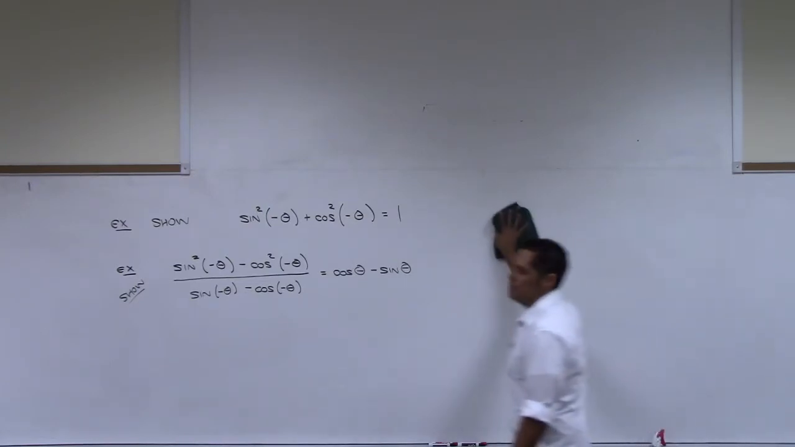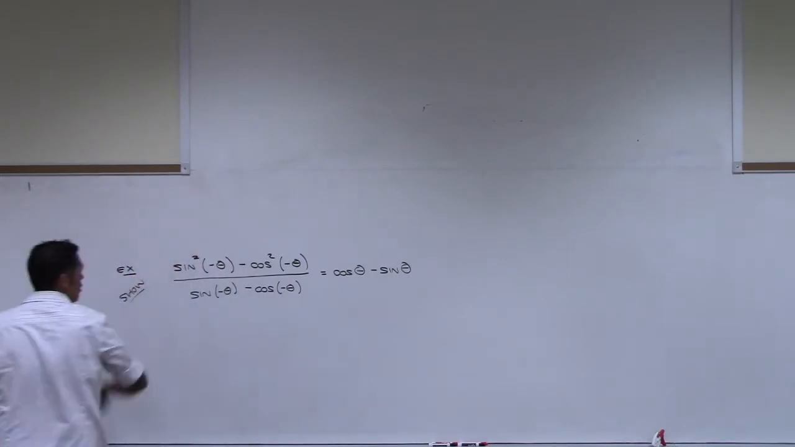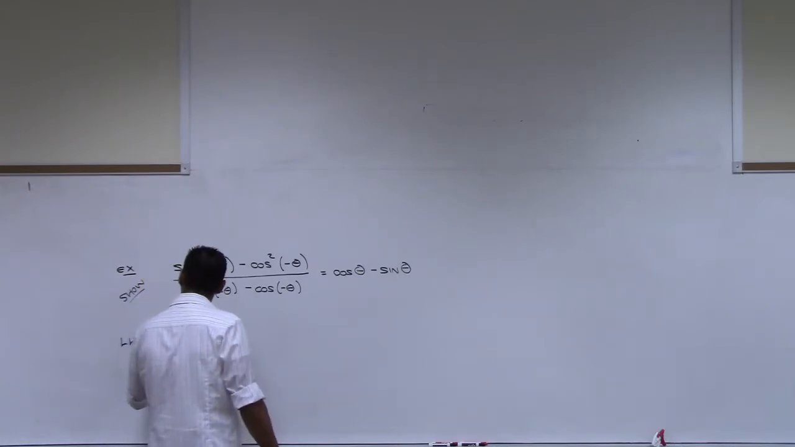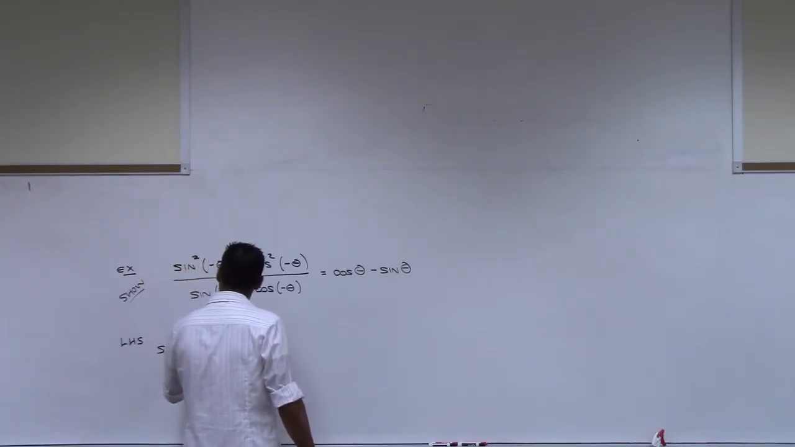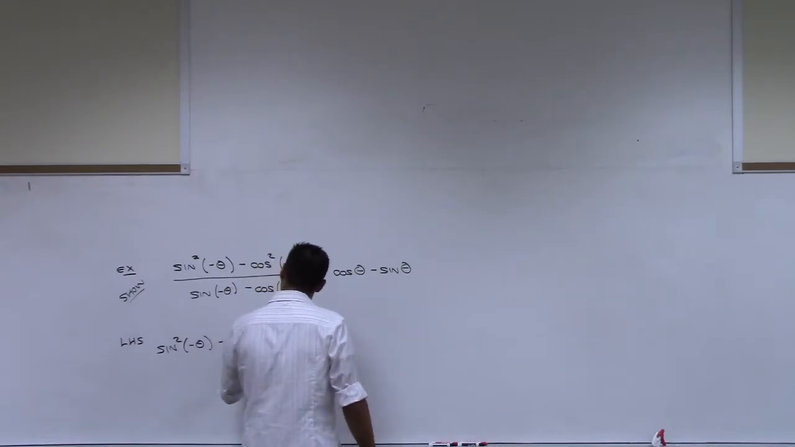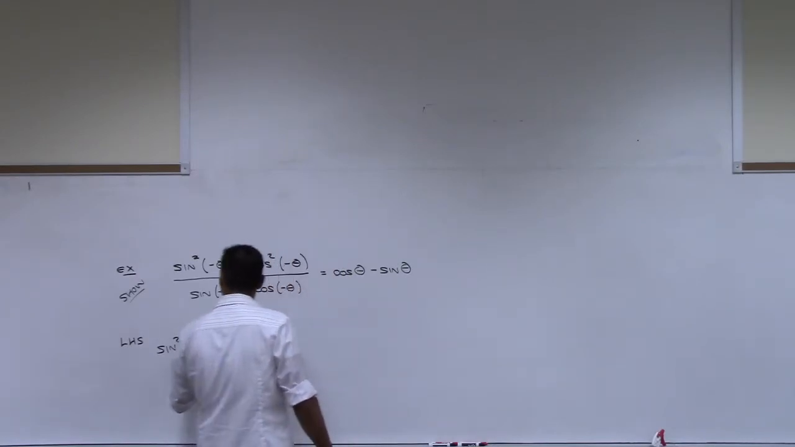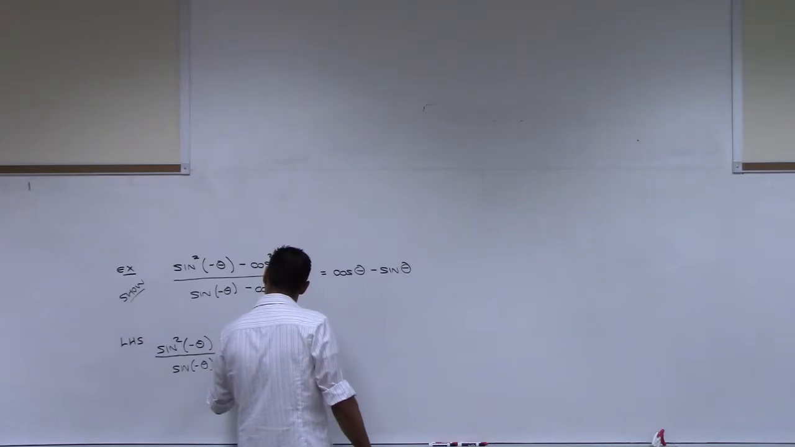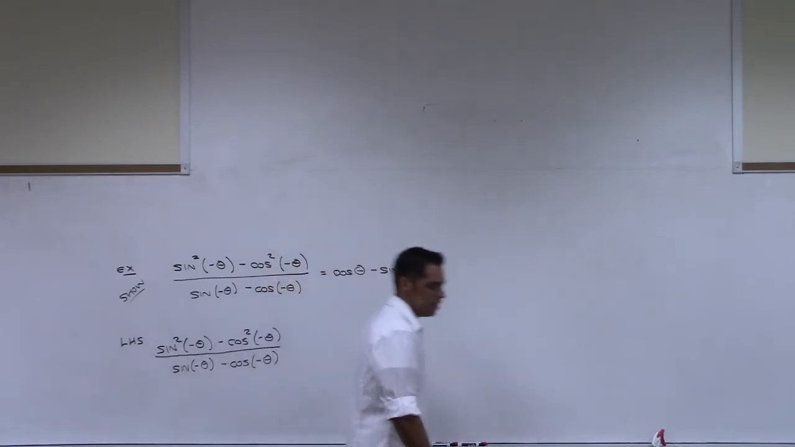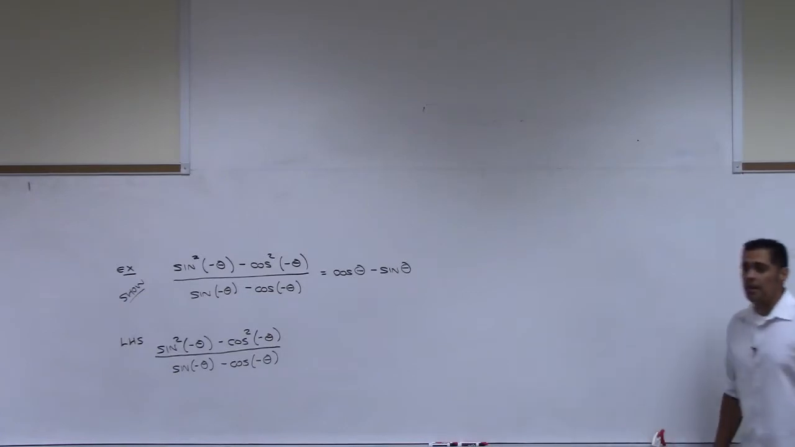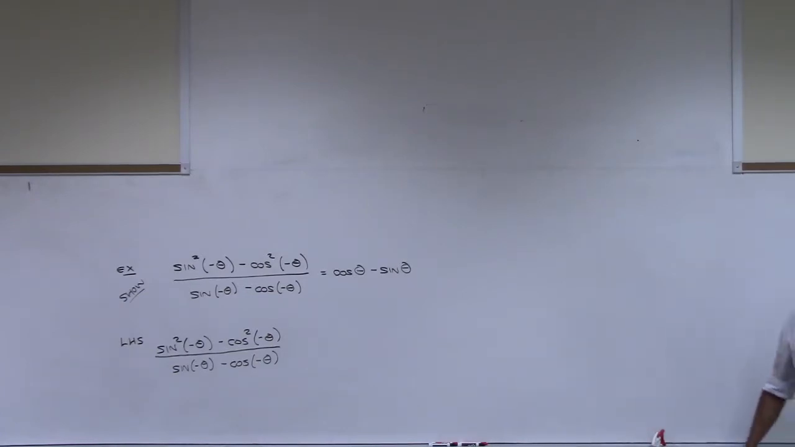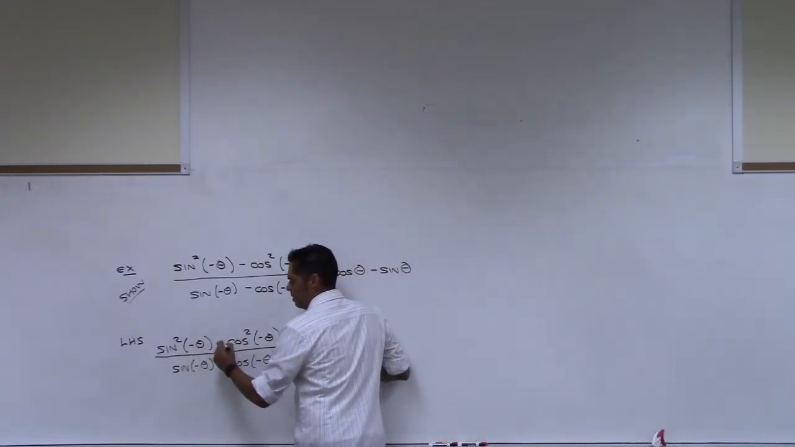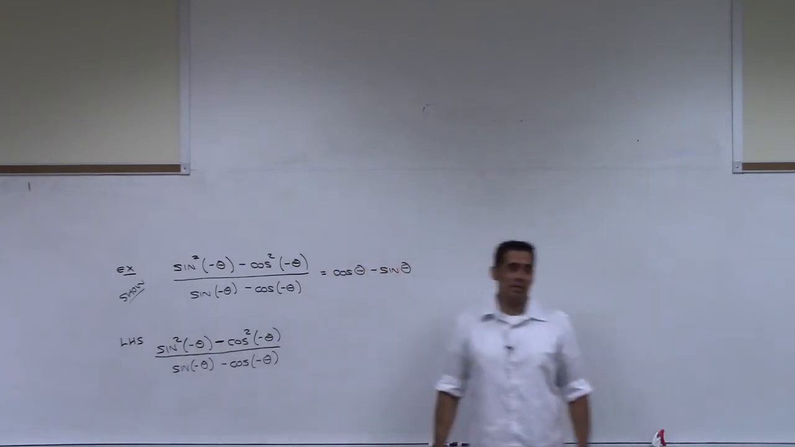So which side would you like to work with? The left side is way more complicated than the right side, so let's start with the left side. I'm going to write it down again. So I start with that, and now I am free to do as I please with it. Is the numerator the Pythagorean identity? No, because there's subtraction, and because it's subtraction, it is not the identity.